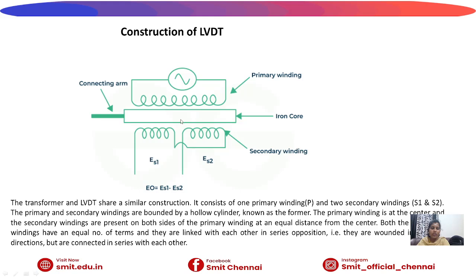If the core is moving to the right side, then what will happen? ES1 is low, ES2 is high. If it moves to the left side, then ES2 is low and ES1 is high. That is, E0 is equal to ES1 minus ES2, otherwise E0 is equal to ES2 minus ES1. So this is the working operation of the LVDT.